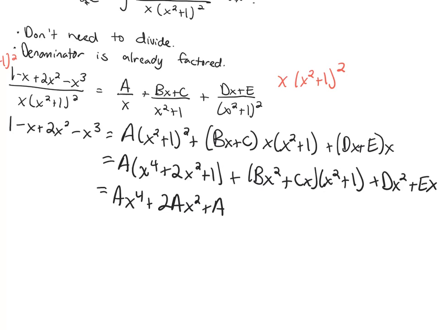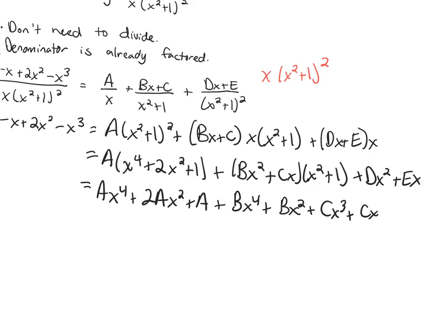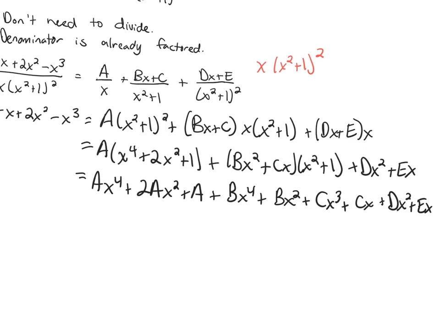The middle term, what do I need to do? Bx to the 4th plus Bx squared plus Cx cubed plus Cx, okay? And then I still have my two terms hanging on the end, plus Dx squared plus Ex.